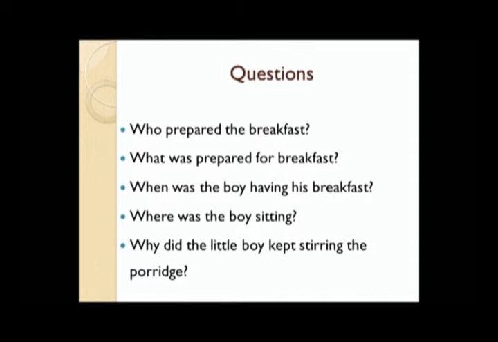Here are some questions that will help us to find out if we've understood what we've read. Who prepared the breakfast? What was prepared for breakfast? When was the boy having his breakfast? Where was the boy sitting? Why did the little boy keep stirring the porridge? If you are able to answer all of those questions correctly, then you would have understood what you've read.